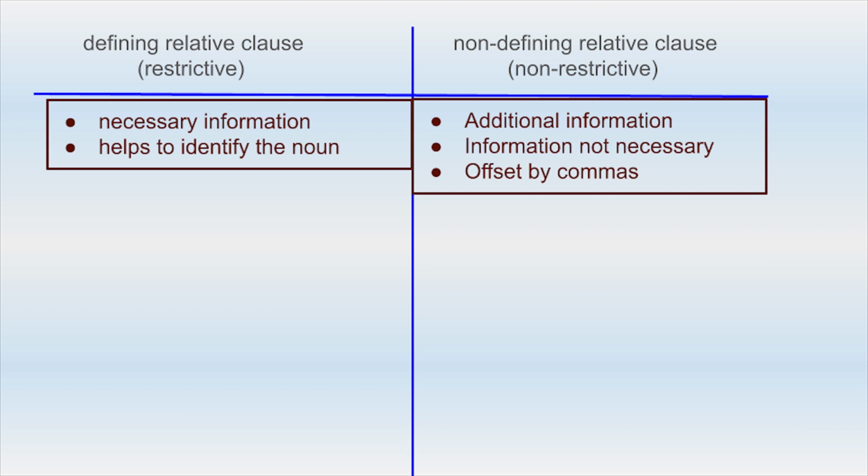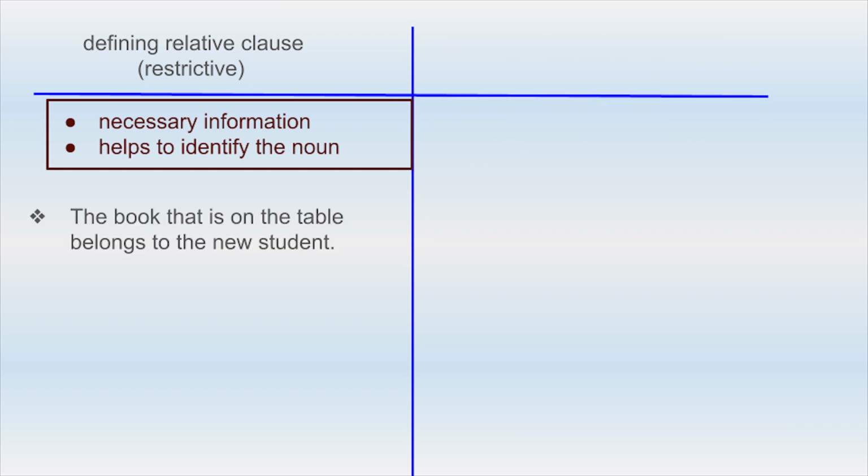Here are some examples. The book that is on the table belongs to the new student. "That" is a relative pronoun. "Is on the table" is the defining relative clause. It identifies the noun "book."